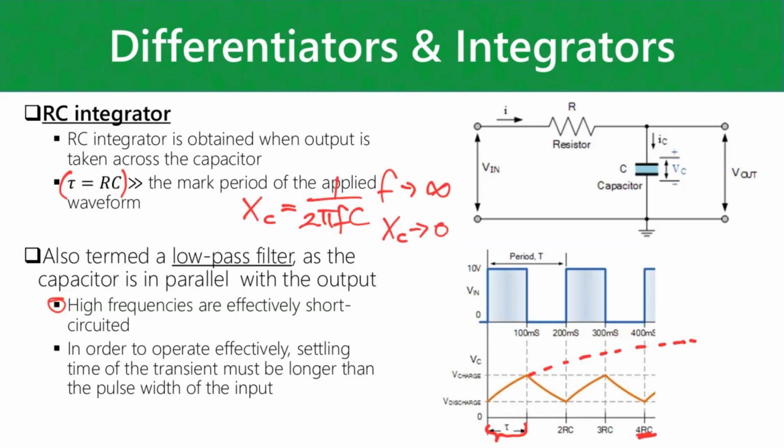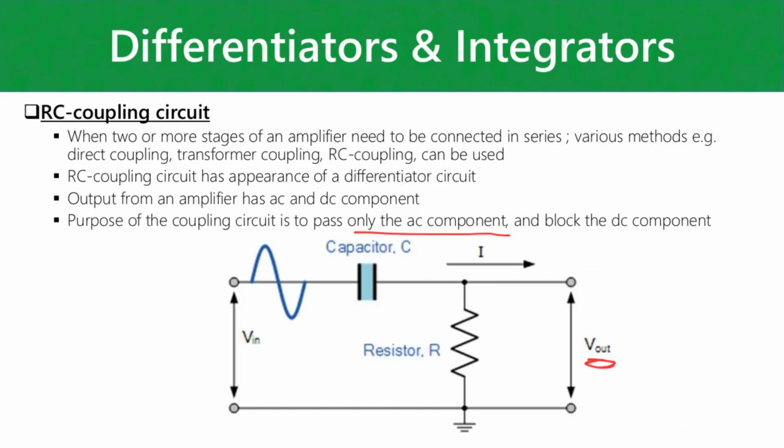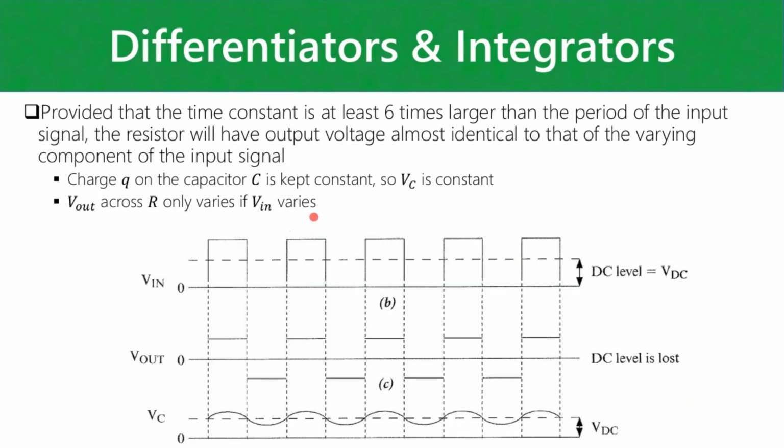Now, with the differentiator, we wanted a time constant much smaller than the period of our input waveform. Here it's just the opposite. Here we need a time constant at least 6 times larger than the period of the input signal.